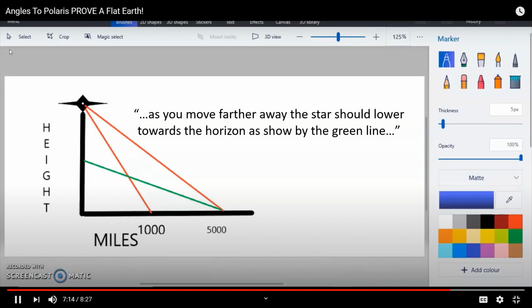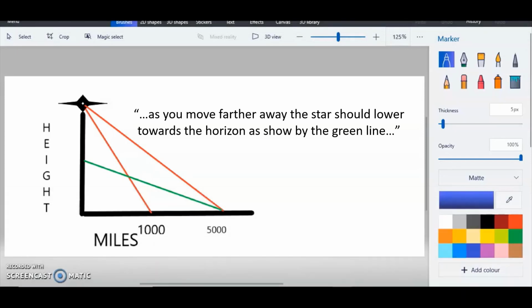The ball earth Decepticons will use a diagram similar to this to deceive you, because they will use the red lines and present it as angles to Polaris, but of course that is wrong, because as you move further away, the star should lower towards the horizon, as shown by the green line. So this can only happen on a flat Earth.